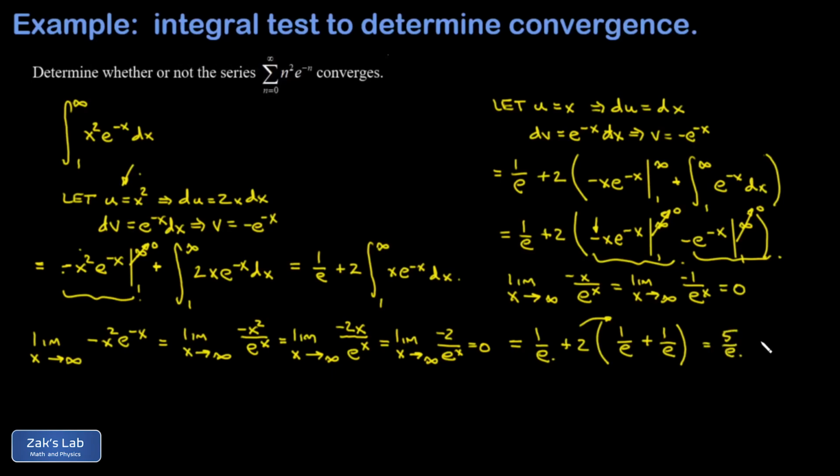And the whole point with the integral test, again, is that if this integral converges to some finite number, it guarantees the series itself converges to some finite number. So this is really the end of the argument. I showed that the integral converged. Therefore, the series itself converges as well, and we're done.